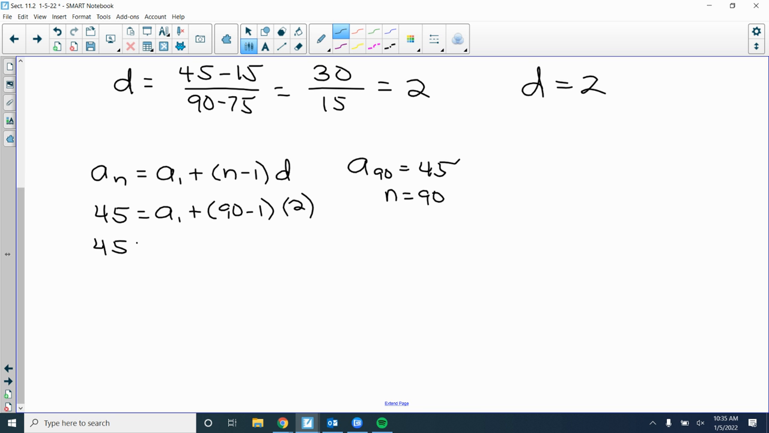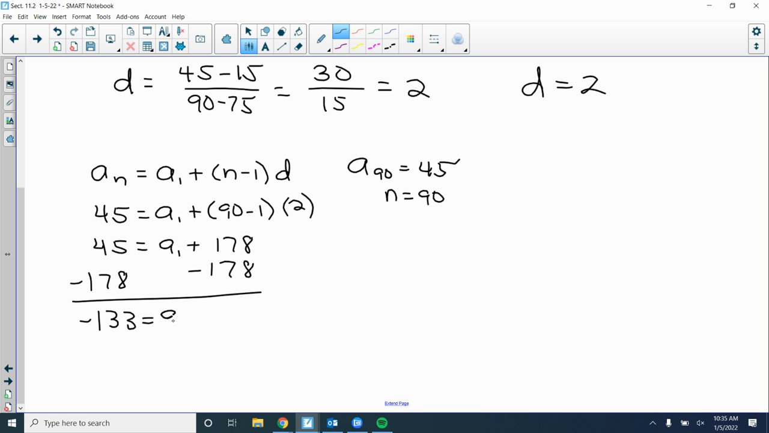45 equals a sub 1 plus 89 times 2, what is that, 178? Minus 178, and that gives me negative 133 equals a sub 1. Now, she said the 90th term. We could have also used what other term? The 75th term. The 75th term is 15, which means n equals 75. So you could plug 15 in here and 75 in there, and you still get negative 133.